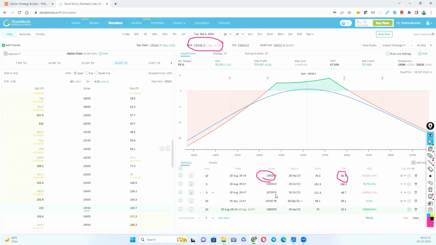So if you see here, we rolled up the 18,800 put to 19,200. Maybe, yeah, one can roll up to 19,000 also. But because the market appeared very strong, for the safer side, we'll just go slightly closer to the spot. We'll move on with that, right?